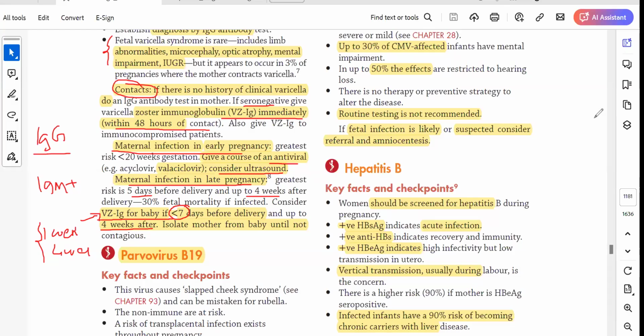It's very unusual that someone will become both IgM and IgG positive. Okay, Dr. Sana, but there is a condition for CMV where we can get both positive. But for rubella, nothing needs to be done. We'll discuss that later on.